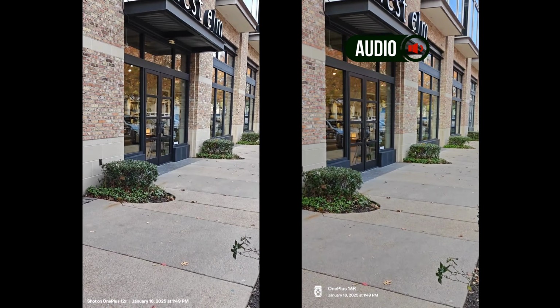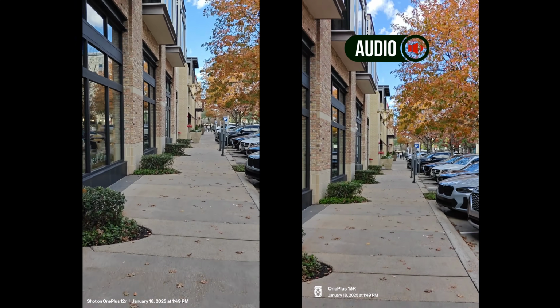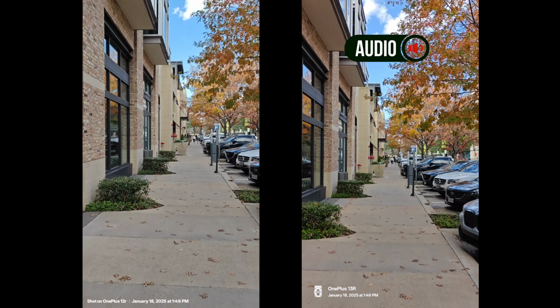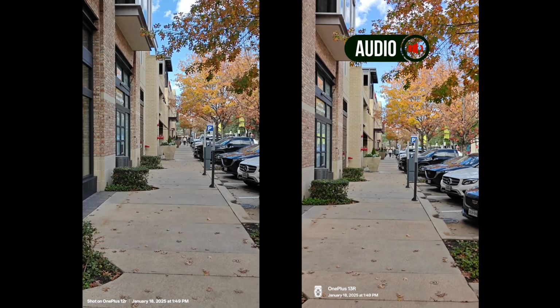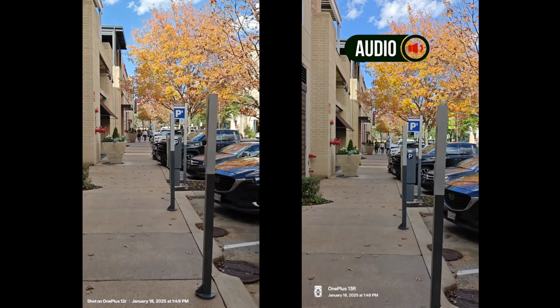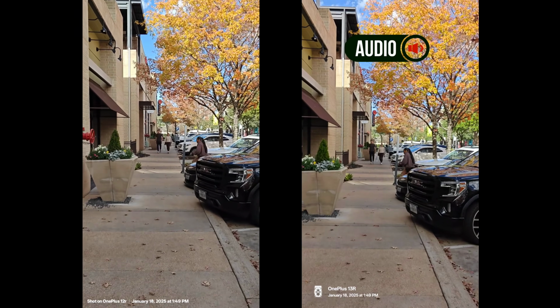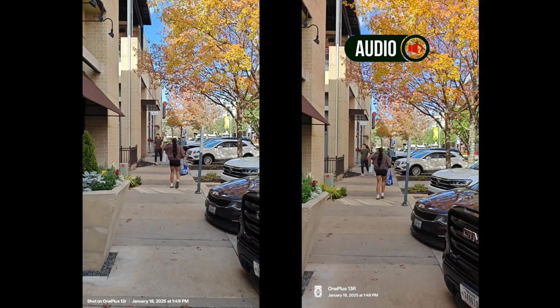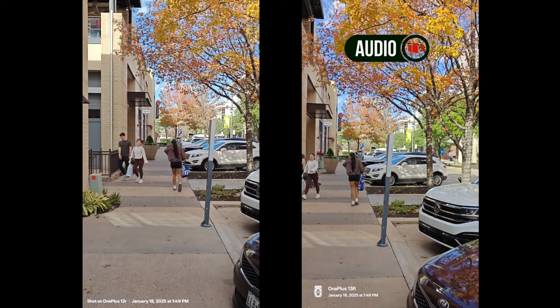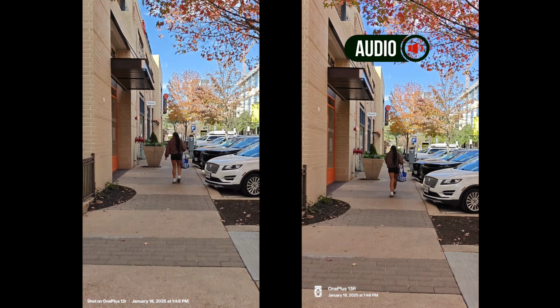Alright, so here we got some Ultra Steady, and we are walking a bit fast here, and it does dump it down to 1080p 30 frames per second. And how is that working when it comes to Ultra Steady mode? We are walking pretty quick, and there you go, Ultra Steady mode, OnePlus 12R versus OnePlus 13R.